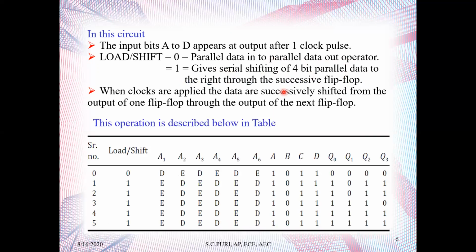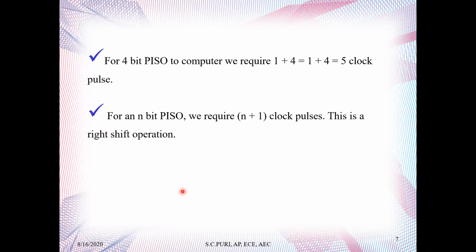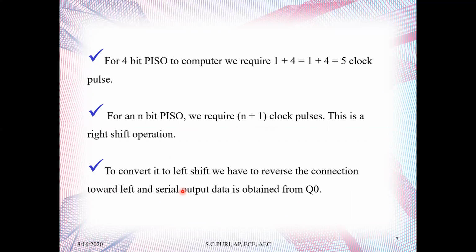As you can see here, if you are putting here 0, then it will be 1011, everything is clear. If it is 1, as you can see here, the whole operation is explained here. So in this way, for a 4-bit PISO the requirement is 1 plus 4, which is 5 clock pulses. For an n-bit PISO, we require n plus 1 clock pulses. This is the right shift operation.